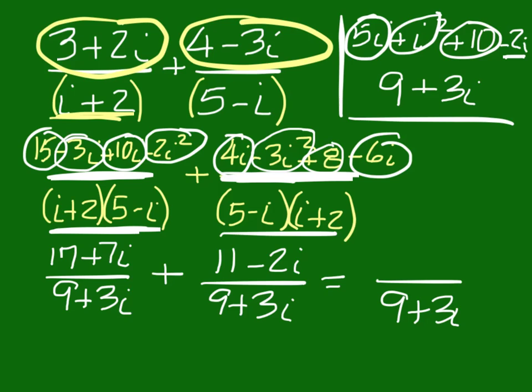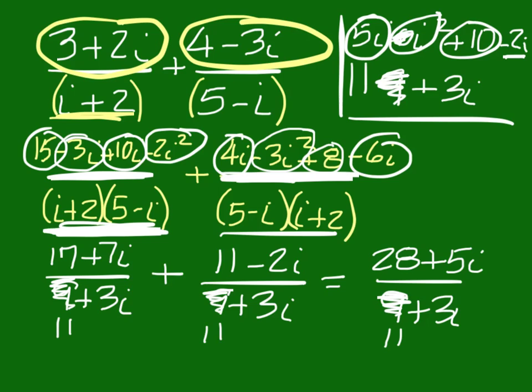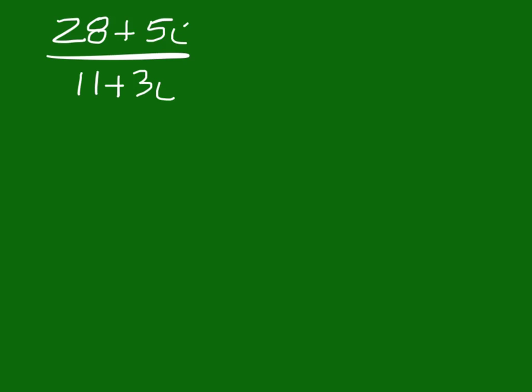Let's see. From this multiplication here, minus i squared. Yeah, that is right. So that's what we have to take to the other side, is the 28 plus 5i over 11 plus 3i. So we'll go over here with this. Alright, so we have 28 plus 5i and then 11 plus 3i.